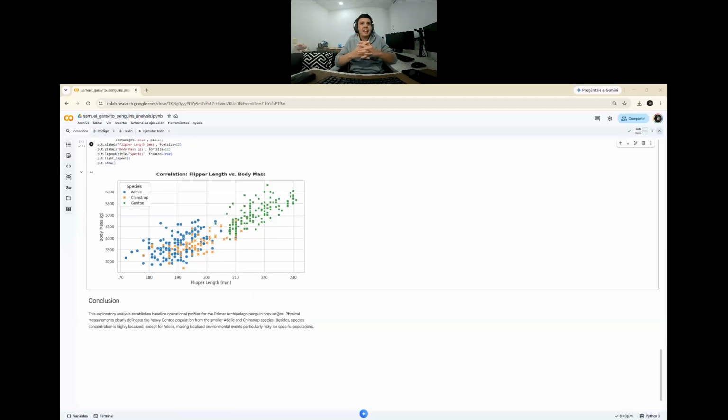These were our key findings, but in a nutshell, physical measurements clearly delineate the heavy Gentoo population from the smaller Adelie and the Chinstrap species. And besides, the species concentration is highly localized, except for Adelie, making localized environment events particularly risky for a specific population. These were our findings, right?